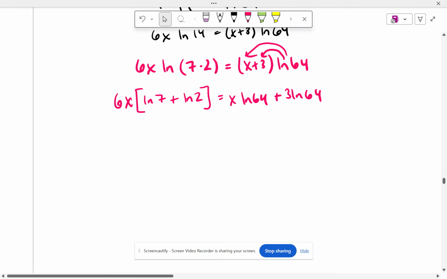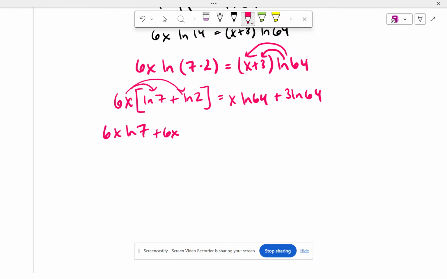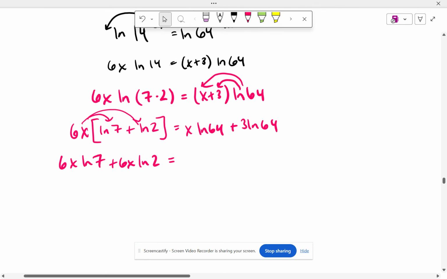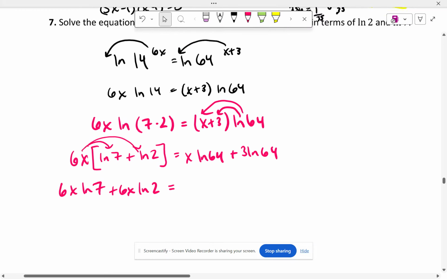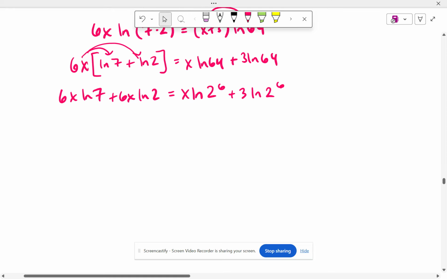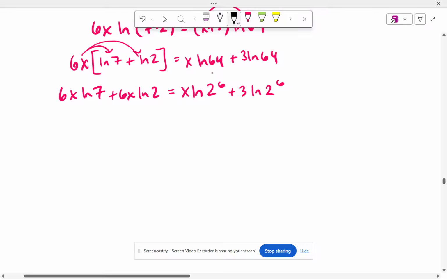Okay. So now I'm going to distribute over here. I've got 6x ln of 7 plus 6x ln of 2. And then over here, what are the arguments of ln that I'm trying to get to? 2 and 7, right? So how do you think I should rewrite these guys over on the right here? Got the ln of 64, so 2 to the 6th. And then I've got the ln of 64. Oh, that's the same thing. So we've got 3 times the ln of 2 to the 6th. Perfect. I'm going to drop those exponents down. I'm going kind of fast. Are you guys okay? Okay.